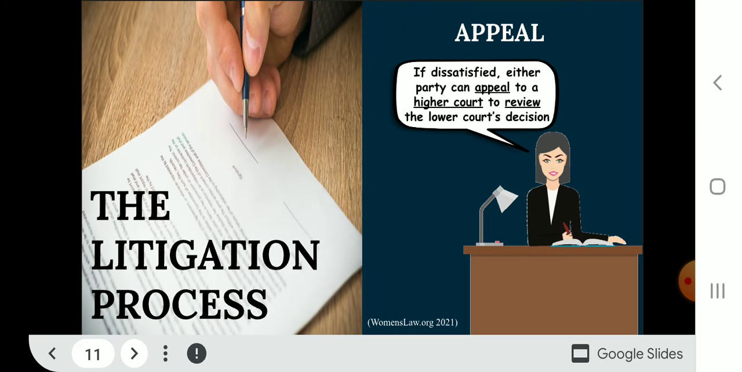Still, if the plaintiff or defendant is dissatisfied with the ruling and feels as though either the judge or jury has made a mistake, they can file an appeal to a higher court to review and possibly reverse the decision made by the lower court.